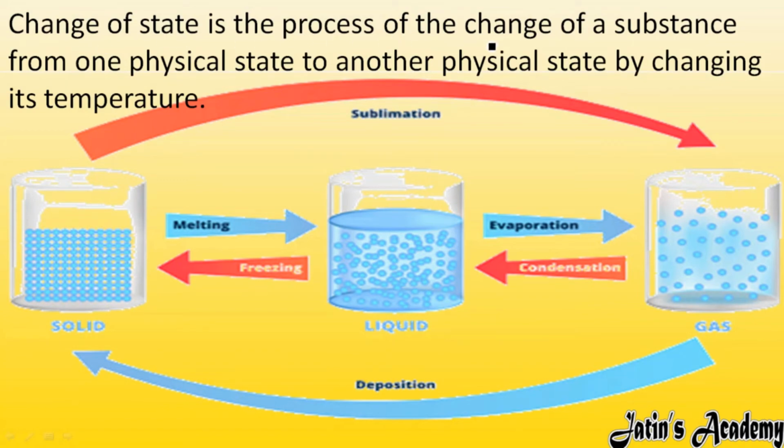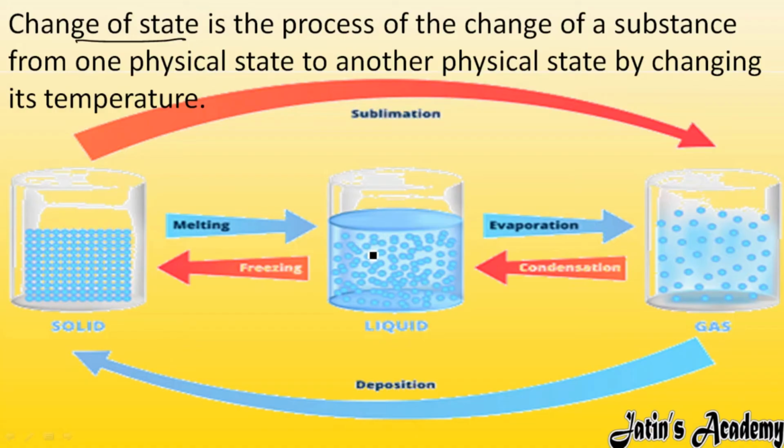Change of state is a process of change of substance from one physical state to another physical state by changing its temperature. So here comes the definition of change of state. What is change of state? Change of state means when we change one physical state of a substance to another physical state by changing its temperature.